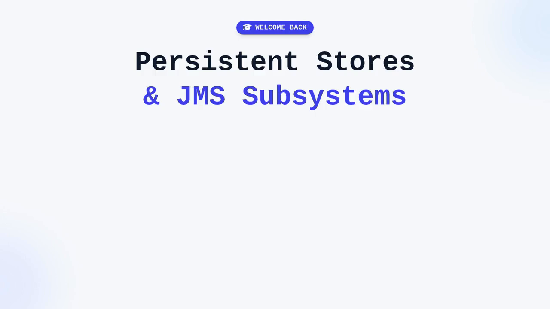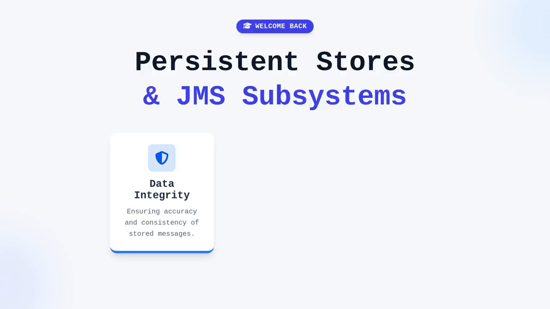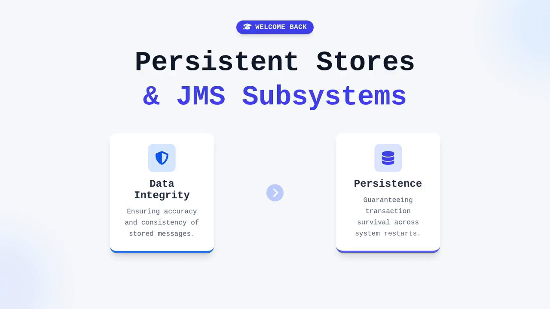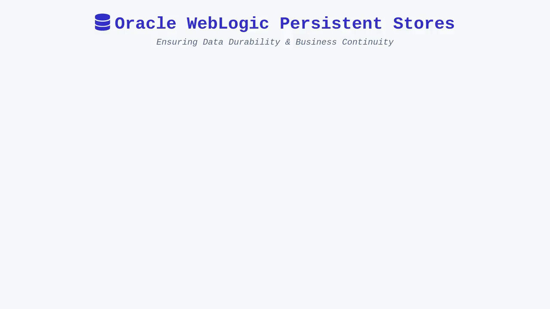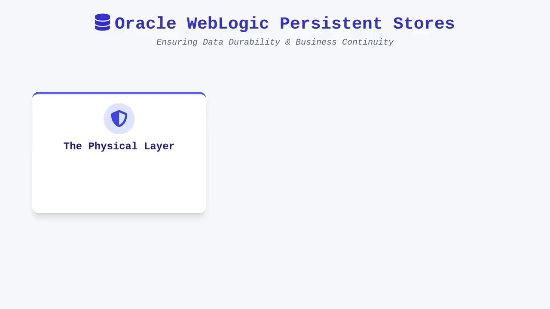Welcome back. In this chapter, we will explore the mechanisms behind persistent stores, which are essential for ensuring data integrity and transaction persistence within the JMS subsystem. When we talk about persistent stores in the context of Oracle WebLogic Server, we are essentially discussing the physical layer where JMS messages and transaction logs are kept to ensure that an abrupt server crash does not result in the loss of critical business data.